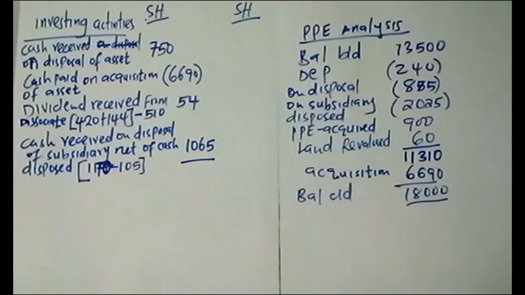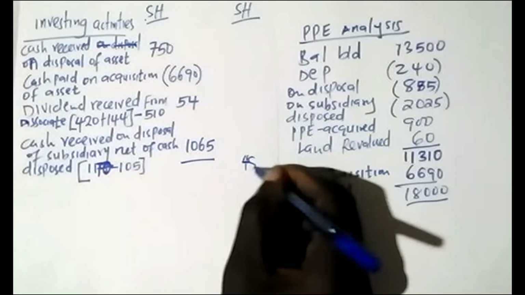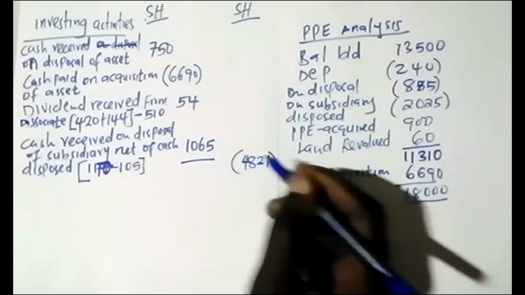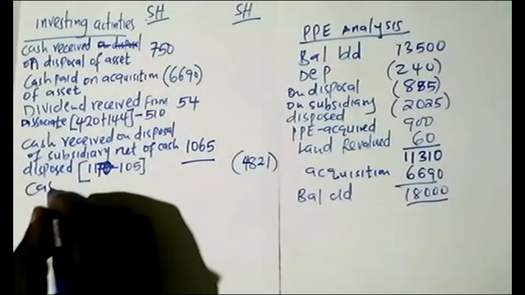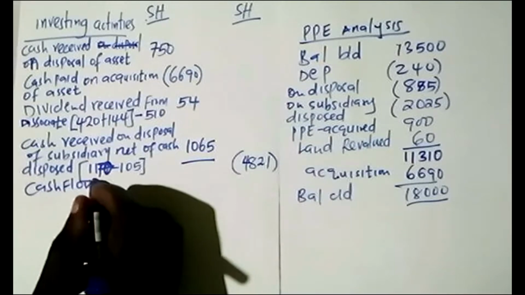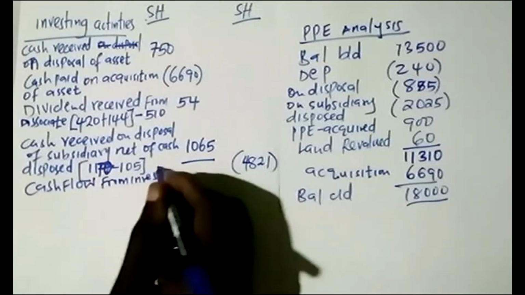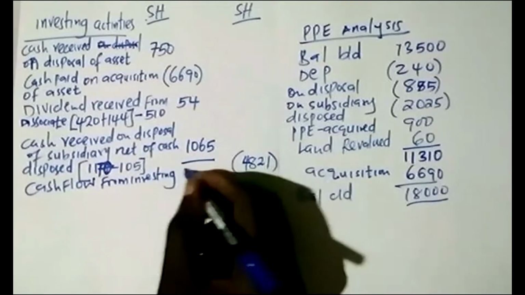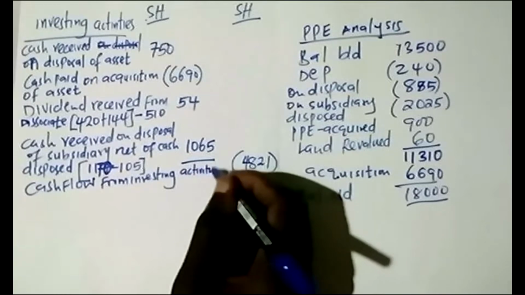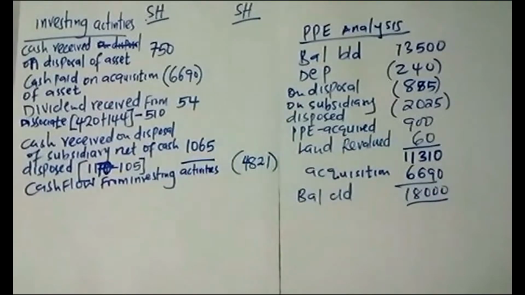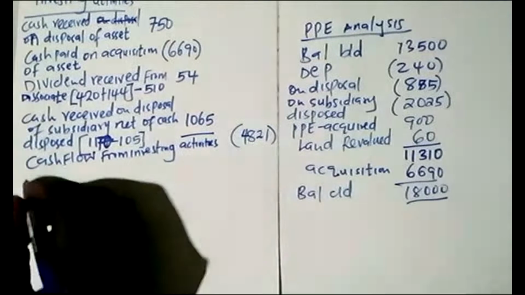So up to that point, I will take 750 minus 6690 plus 54 plus 1065. So I'm getting a cash out of 4821. So that is the cash flow from investing activities. So let us finish with financing.